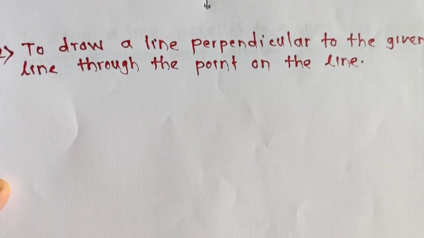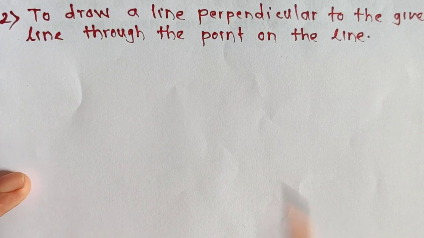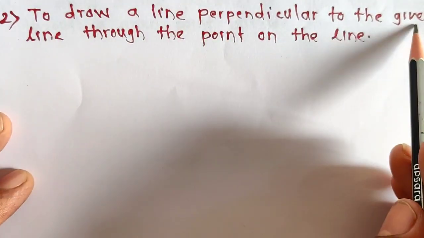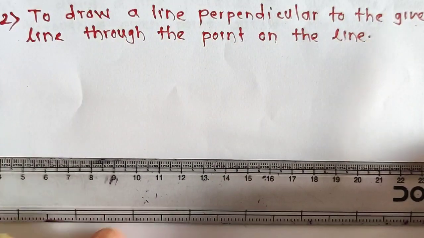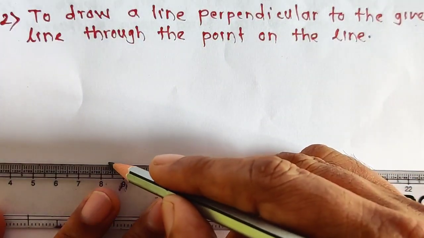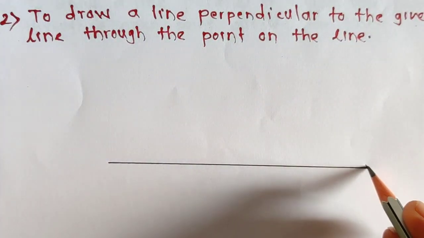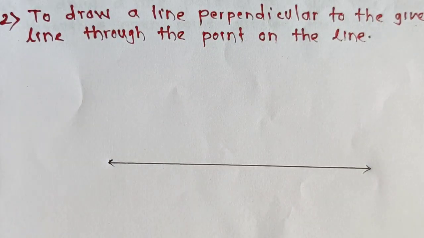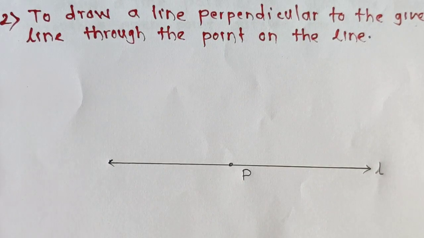So here it is the second type of basic construction. We are studying only basic construction, not a construction chapter. To draw a line perpendicular to the given line through a point on the line. Suppose line L is the given line. Line means there is no measurement. We have to draw a line. Remember, do not overwrite with the pencil. To see the clear image, I am overwriting again and again, but in the exam, do not overwrite with the pencil. So here it is the given line, suppose line L. Now on line L there is a point P. P is any point on line L.